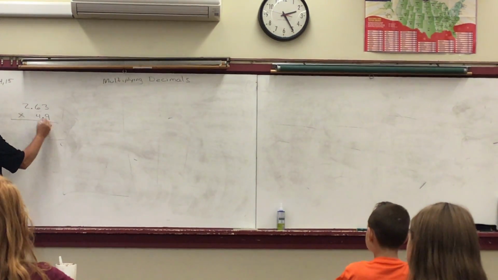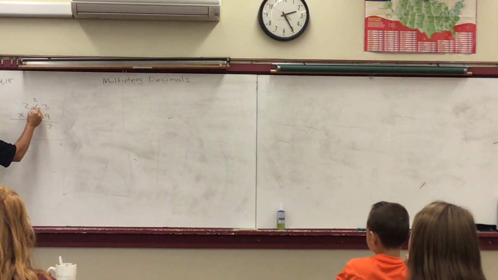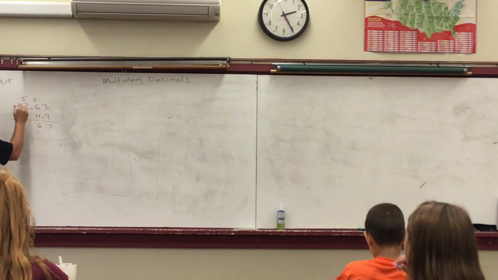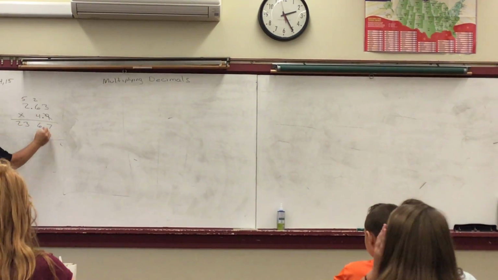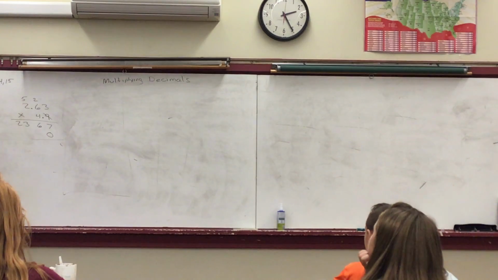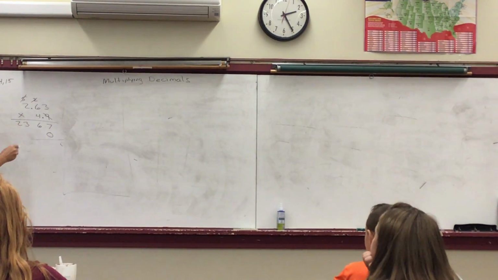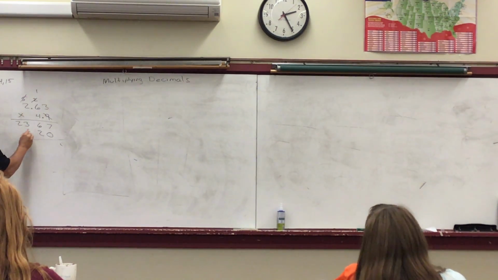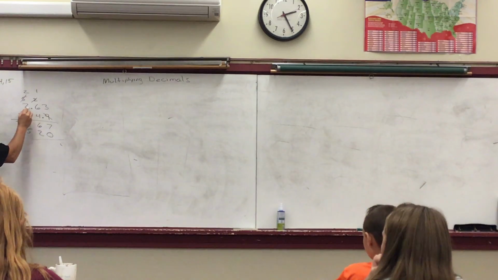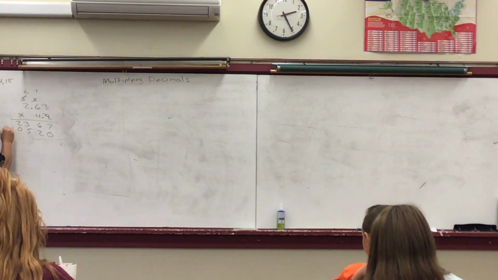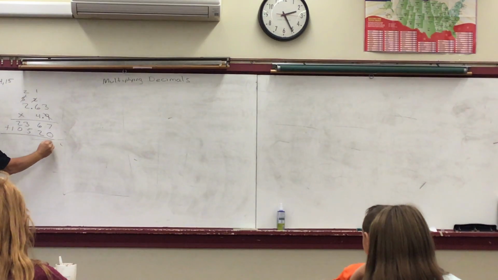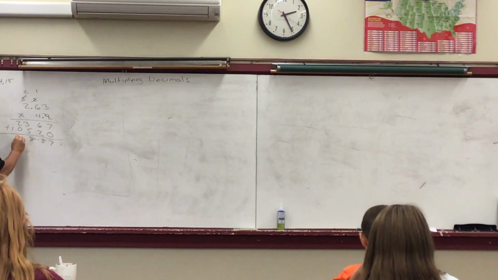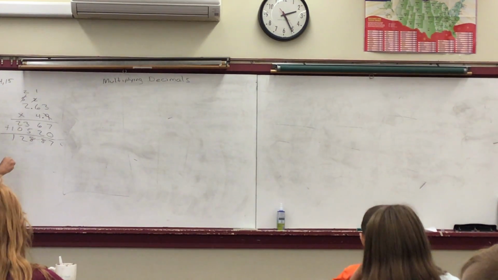9 times 3 is 27, carry the 2. 9 times 6 is 54, and 2 is 56, carry the 5. 9 times 2 is 18, and 5 is 23. We cross out that 9, put a 0 down in its place, cross these numbers out. 4 times 3 is 12, carry the 1. 4 times 6 is 24, and 1 is 25, carry the 2. 4 times 2 is 8, and 2 is 10. We add them up, just like we normally would. 7 and 0 is 7, 6 and 2 is 8, 3 and 5 is 8, 2 and 0 is 2, 1 and nothing is 1.